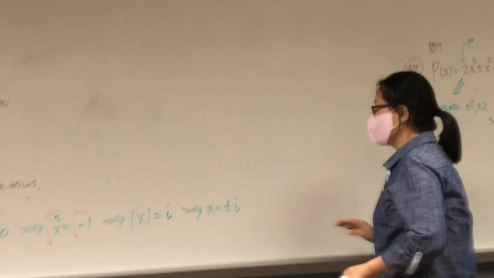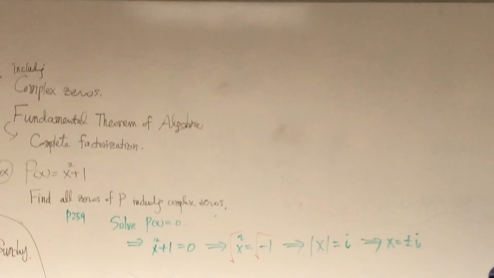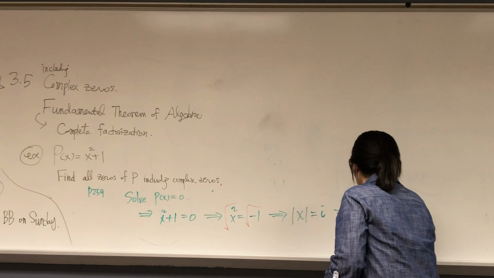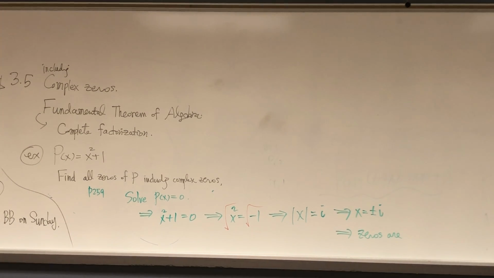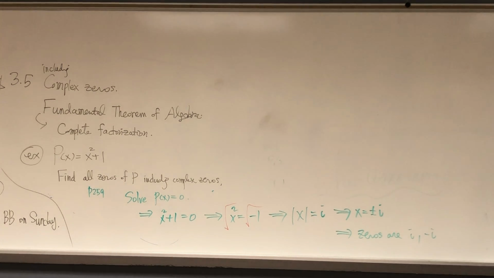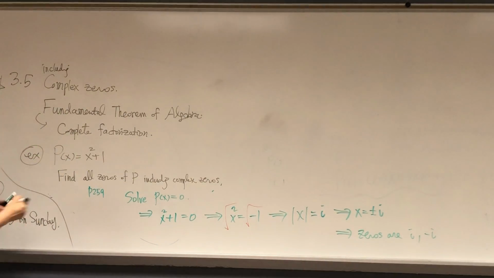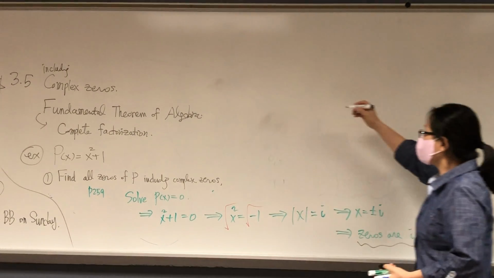Okay, so after that, these are the two solutions of the equation, am I right? Yes. And then how do you find the zeros? Therefore, what are the zeros? Plus or minus i, so that's 2. Those are the 2 zeros. This is your answer, right? This is your answer.